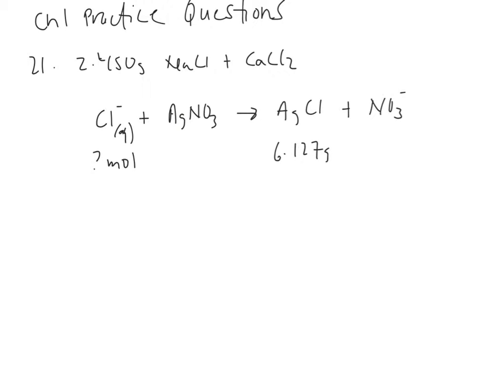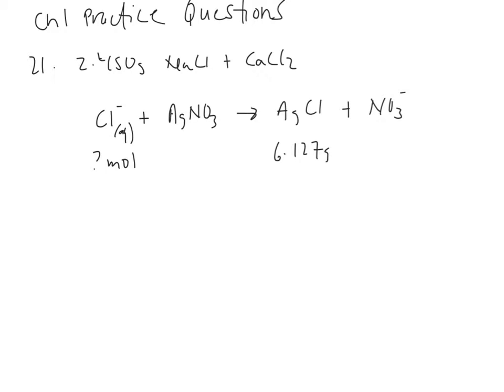So number 21, again, I've organized my information. I know that I have 2.45 grams of this NaCl-CaCl2 mixture, and it's reacted with AgNO3 to make AgCl. So if I'm writing my net ionic here, the only thing that matters is the chlorine reacting with the AgNO3. The Na and the calcium really aren't part of this. What we have to figure out is how much chlorine we had, and then we can figure out how much was with the sodium, how much was with the calcium.